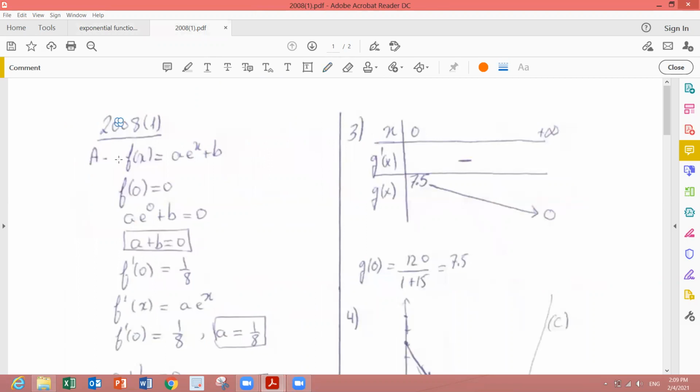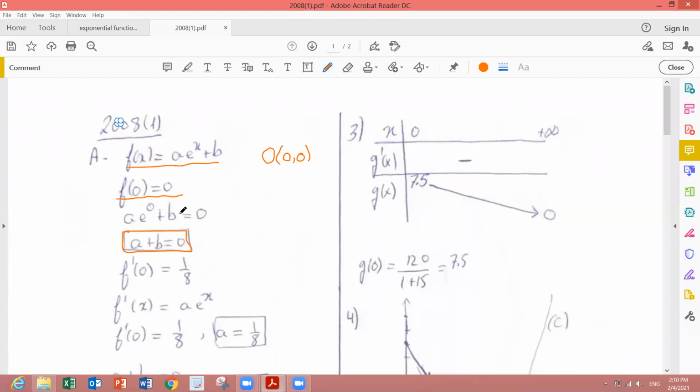Okay. شمعت هون the curve C admits at O, هيدا ال O, a tangent. So 2008, part A, f of x equal a e to the x plus b. I have the point O, 0, 0 is on the curve. So f of 0 equals 0. So a e to the 0, we replace x by 0, plus b equal to 0. E to the 0 is 1. So a plus b equals 0.